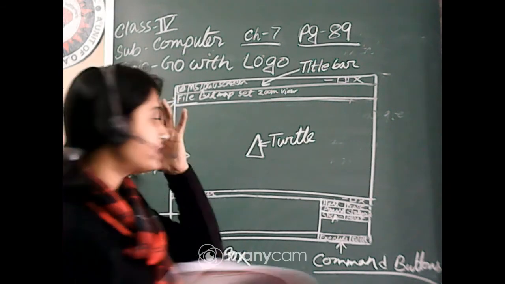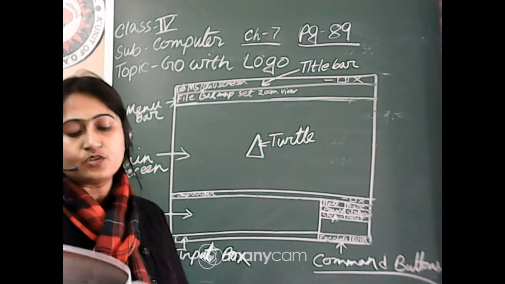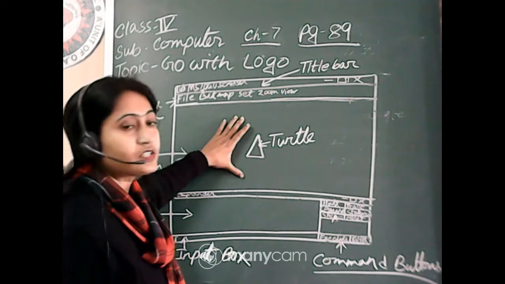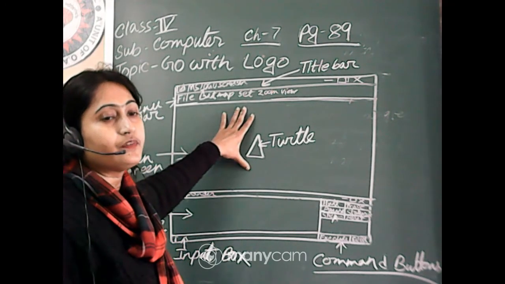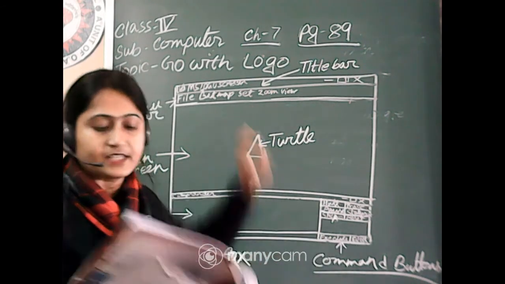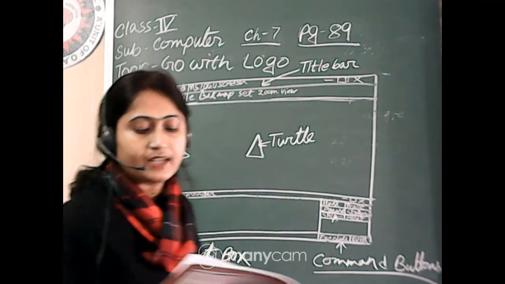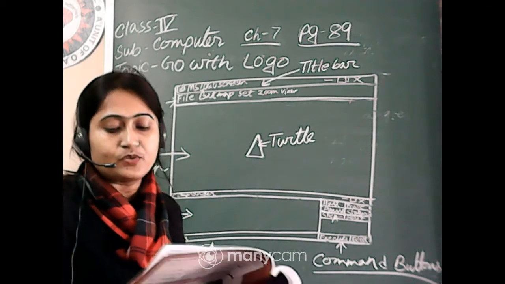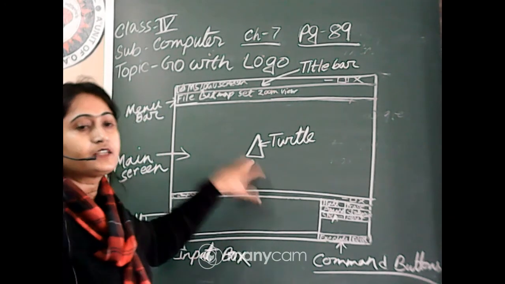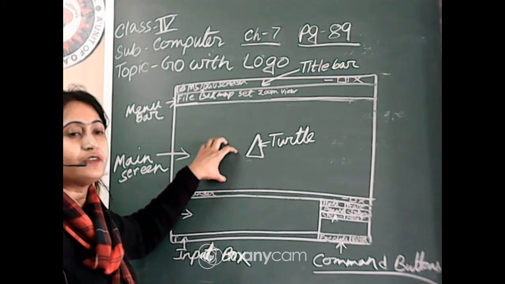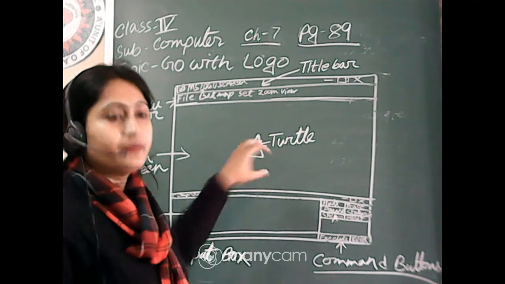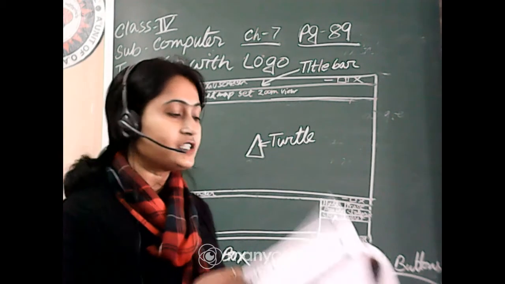And the next one is reset. The reset button is used to clear the logo main screen. Whatever you have drawn over here, if you want to erase it, you have to click on reset. It clears the logo's main screen and brings the turtle back to the home position. Home position means the center of the screen.